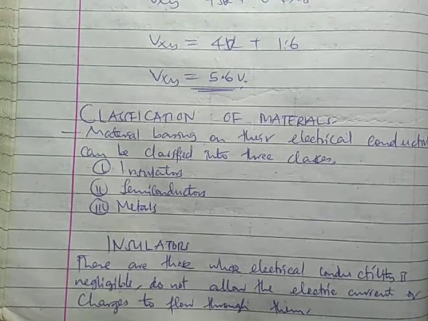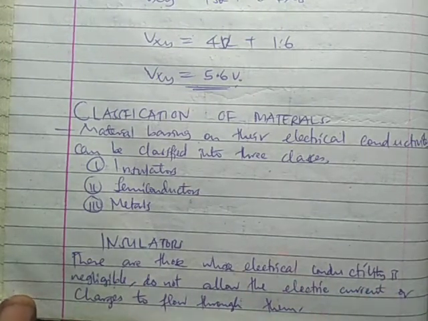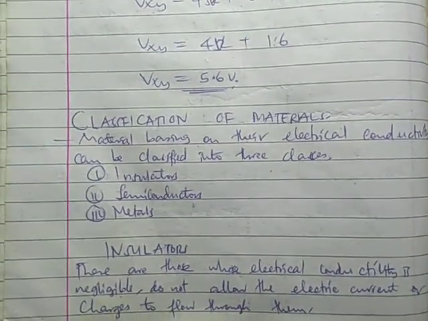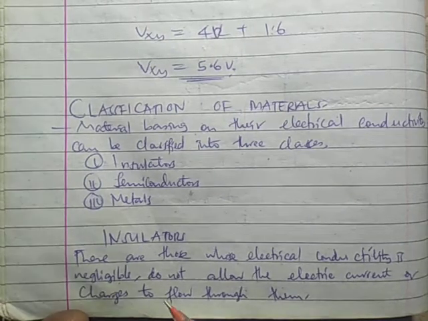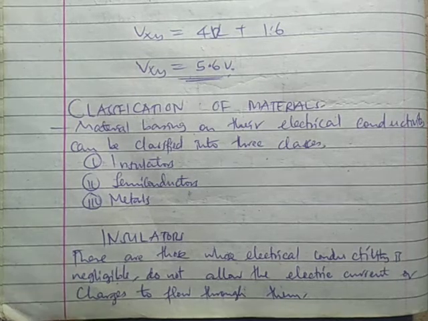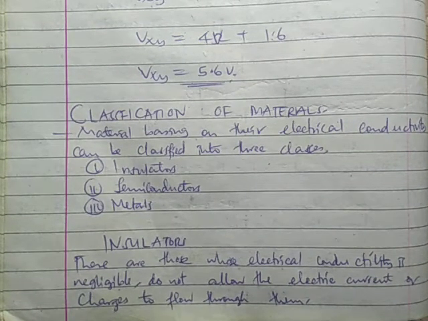We shall discuss what is different between insulators and the semiconductors and the metals in the internal structure. So there are those insulators whose electrical conductivity is negligible. So if they conduct electricity, the rate of conducting electricity is very small, almost negligible. They do not allow electric current or charges to flow through them. We shall discuss the reason in electronics: there is a very large gap between the valence band and the conduction band in these materials.